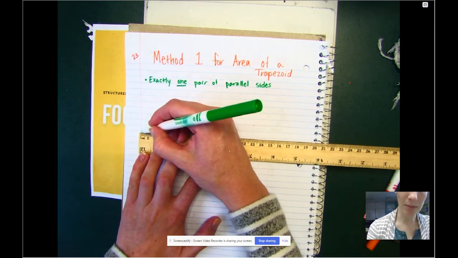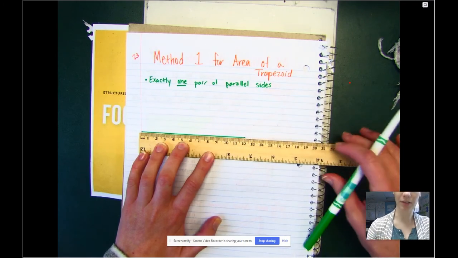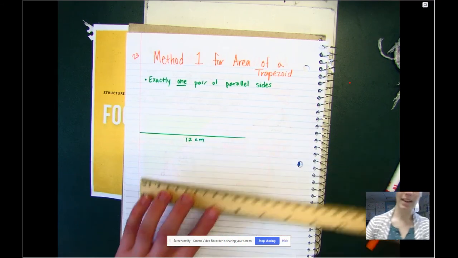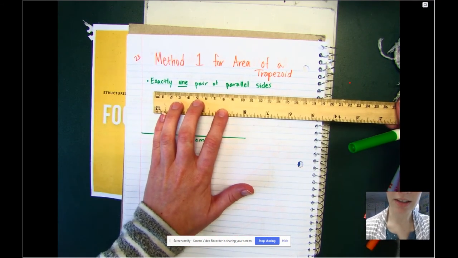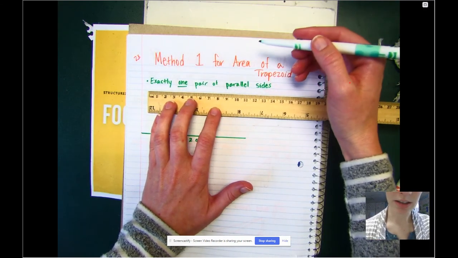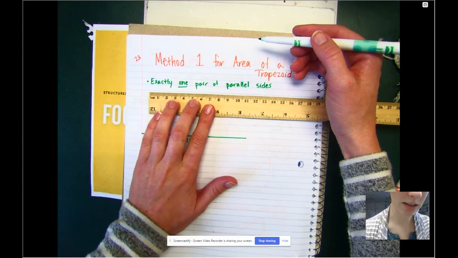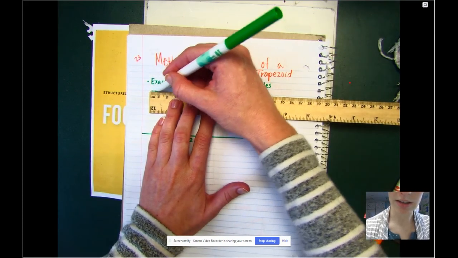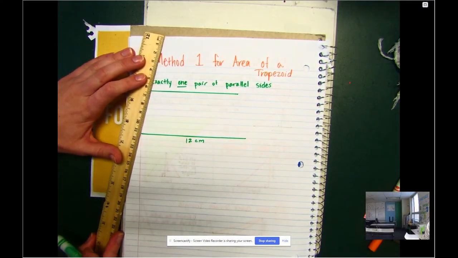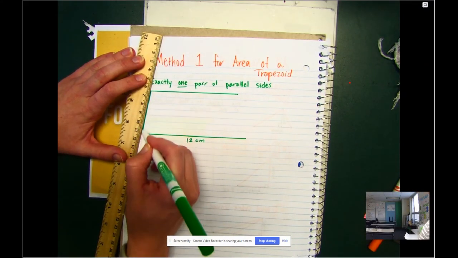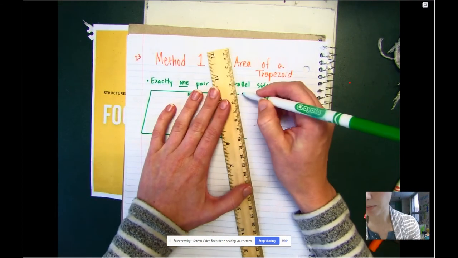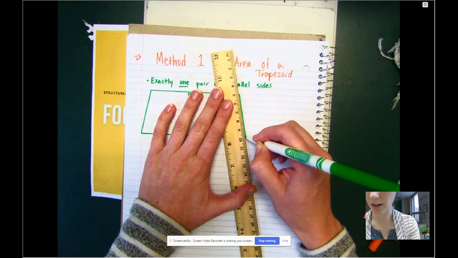So let's say I'm going to make this 12 centimeters for this side, and I'll make this, I'm going to center this as best as I can and say this is 10 centimeters. Okay, and then I'm going to connect these. I'm going to label that real quick. 10 centimeters, 10 centimeters. All right.